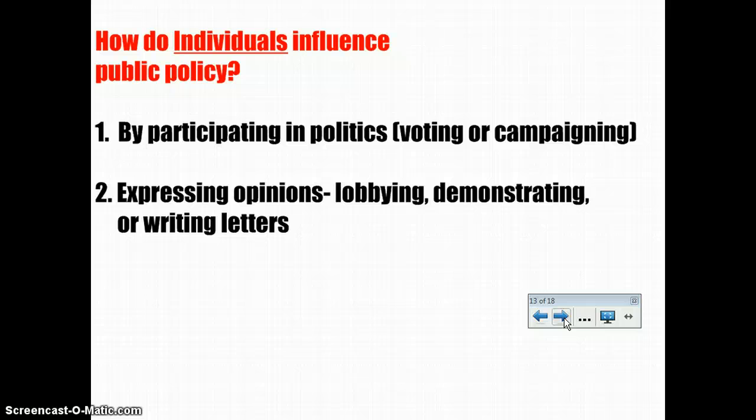By demonstrating, that's like freedom of assembly, getting together in a large group for a peaceful cause, participating in a march or a protest, that would be demonstrating. And then writing letters to people who can make a change or make a difference. That would be our First Amendment right of petition. So by expressing our opinions as individual citizens, we can influence public policy.